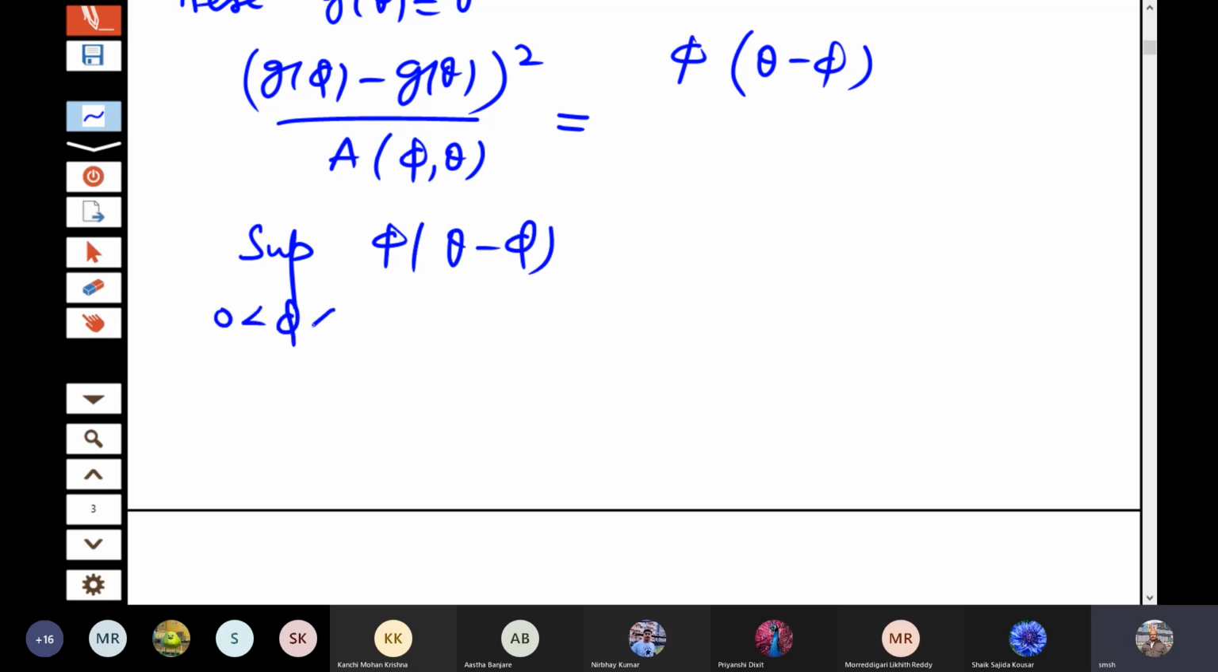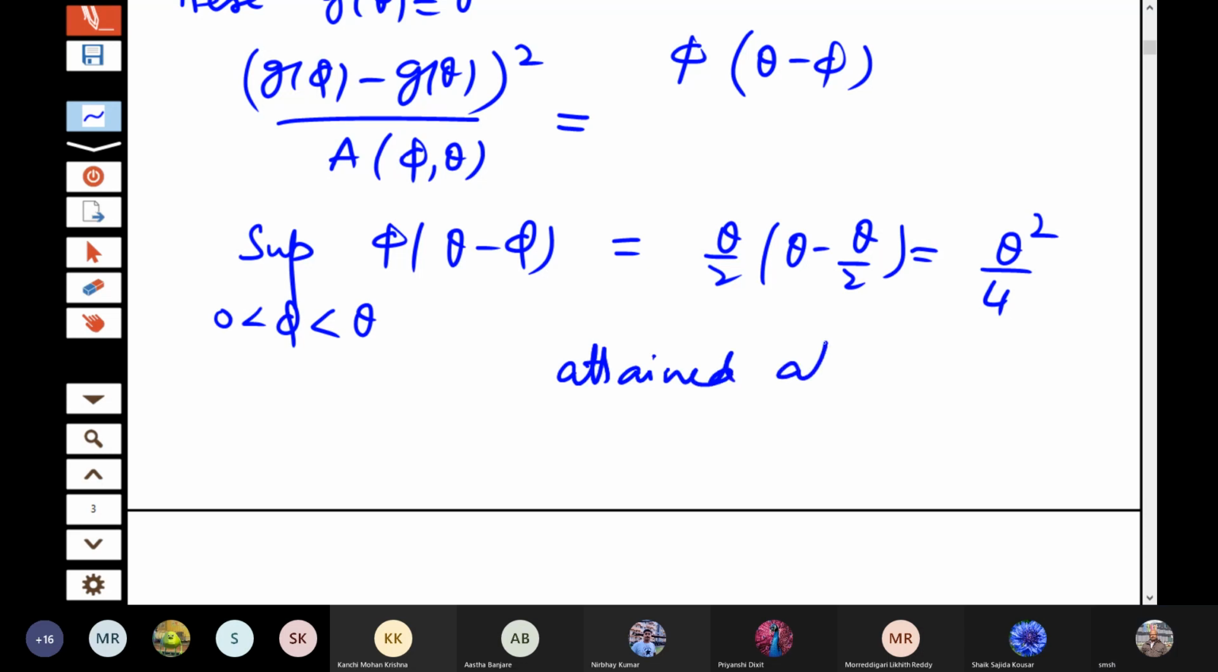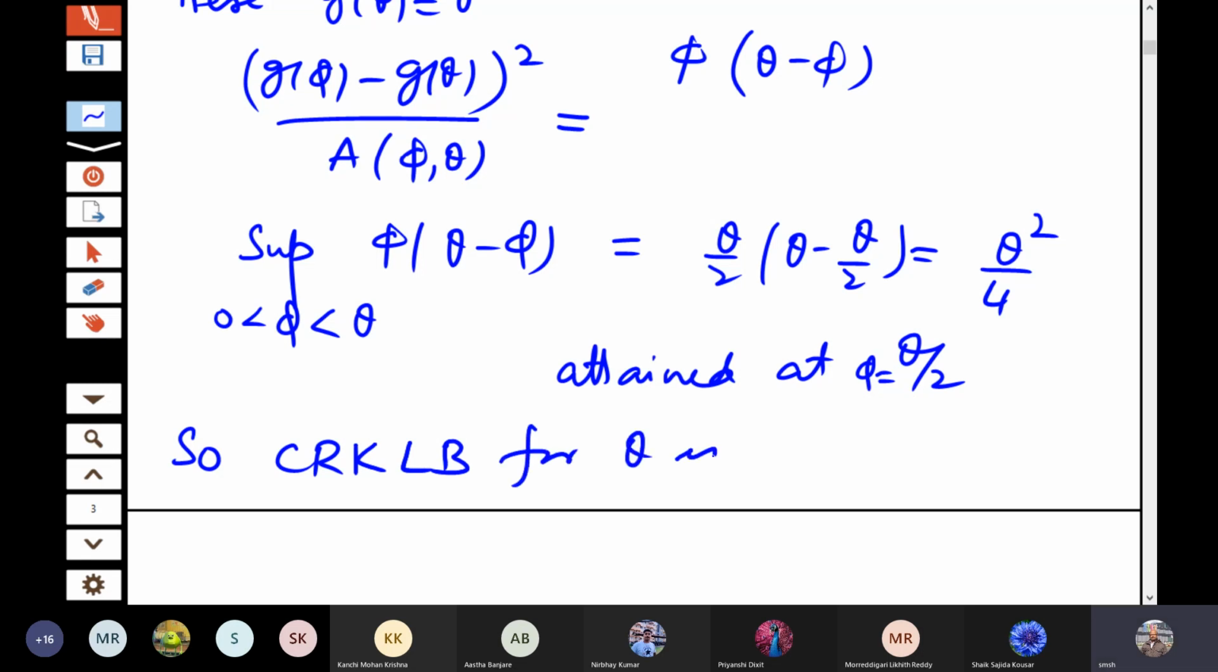The supremum is taken over phi between 0 to theta. So this is a simple function. If you differentiate and put it equal to 0, it is at phi equal to theta by 2. So that is equal to theta by 2 into theta minus theta by 2, which is theta square by 4. So the Chapman-Robbins Kiefer lower bound for theta is theta square by 4.